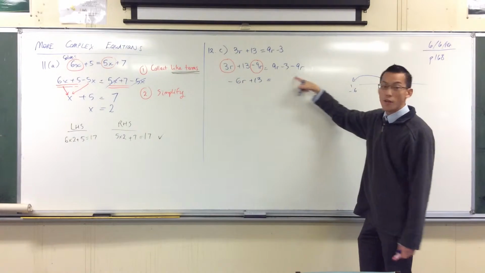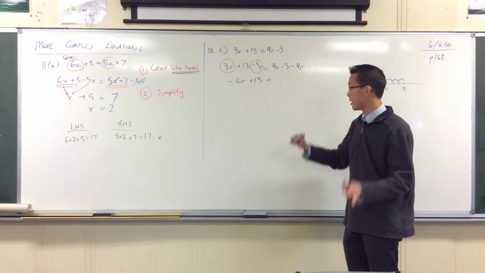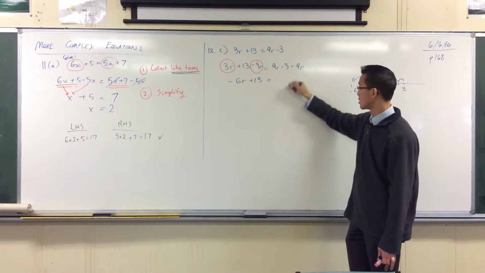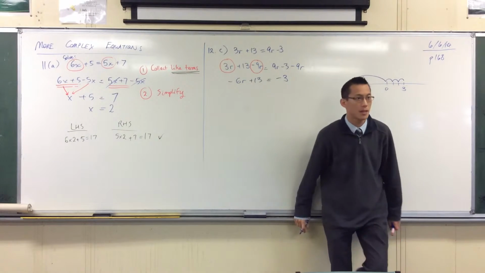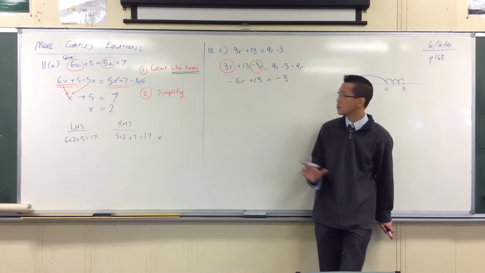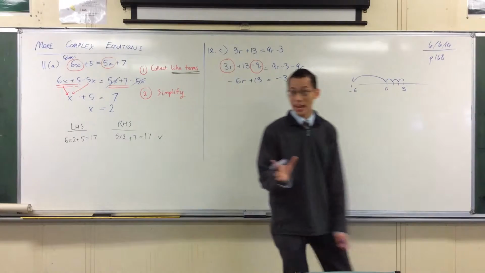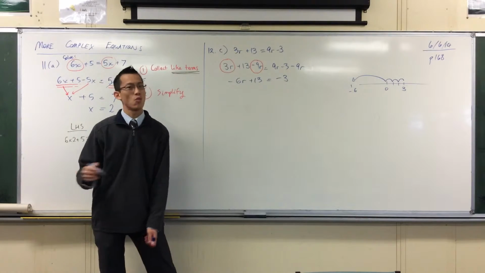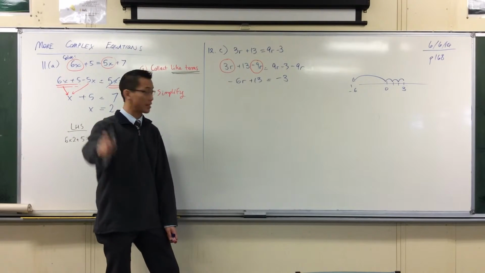Equals minus. Over here, the r's all disappeared. That's why I subtracted 9r, wasn't it? So all I get is negative 3. Alright, now, we're getting there. I did it a different way. That's okay. There are lots of different ways, but remember, some ways are better than others, aren't they? We'll have a look at it in a second.